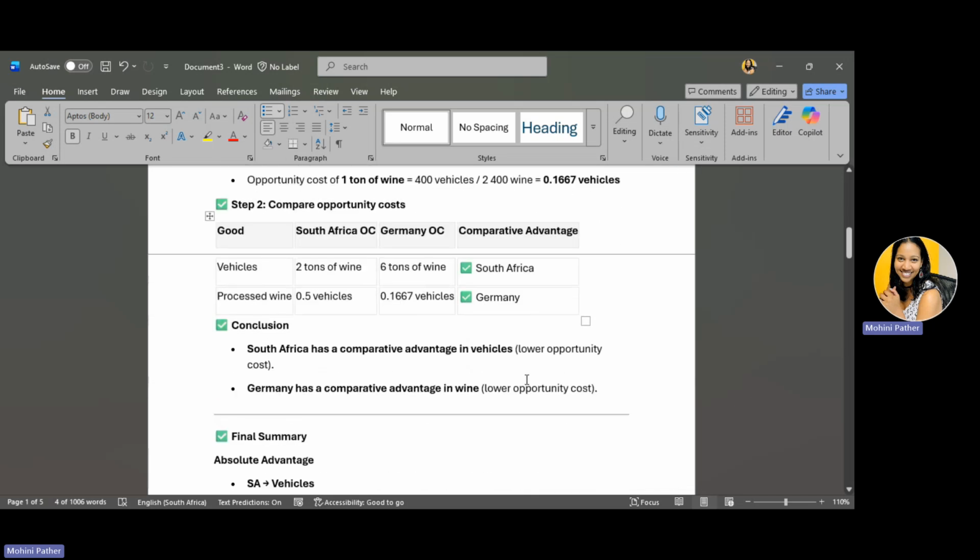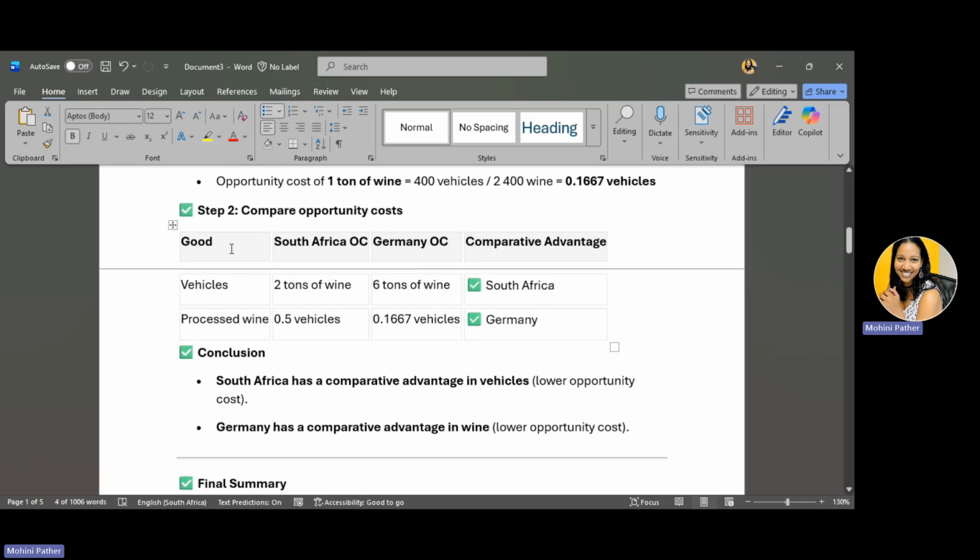The reason I wanted to show you this example is because what you're trying to populate is this kind of table, where you're looking at the vehicles or the wine. How many vehicles does it cost South Africa to produce these 2 tons of wine? It's one vehicle, 2 tons of wine. In Germany, you're looking at one vehicle costing them 6 tons of wine.